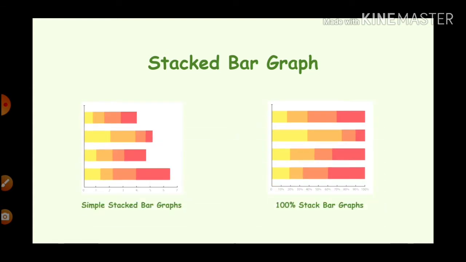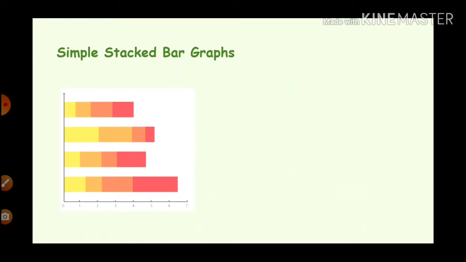Okay, if you have a look, there are two types of stacked bar graphs. The first one is the simple stacked bar graph and the other one is the 100% stacked bar graph. Let's have a look at what the differences are. First of all, the stacked bar graph places each segment value after the previous one. The total value of the bar is all the segment values added together. So it's ideal for comparing the total amount across the groups.